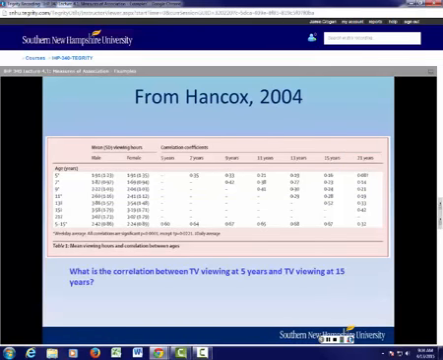Okay, so just for a little practice, what would the correlation be between TV viewing at 5 years and TV viewing at 15 years? Notice my question is asking, what is the correlation? So I'm looking for the R, and sure enough, this particular table is giving me correlations. They're giving you the R. You should notice that sometimes tables will give you R squareds, not R's, and so you need to be careful about what kind of number is being presented to you. This is very clear. They label this as correlation coefficients. So what is the correlation between TV viewing at 5 years and TV viewing at 15 years? The answer is 0.16, and here's how I found it.